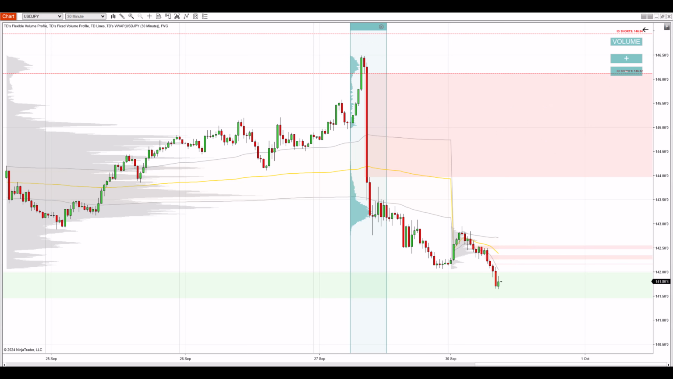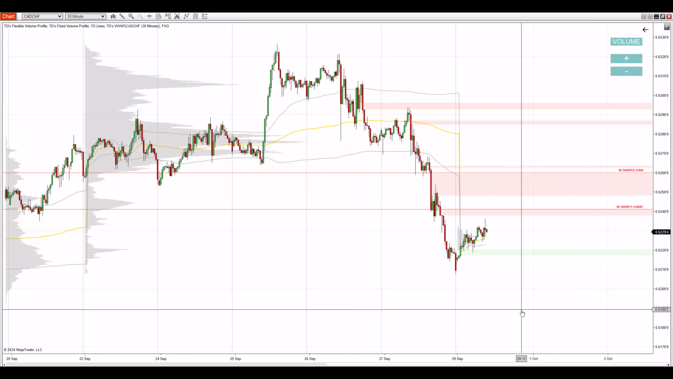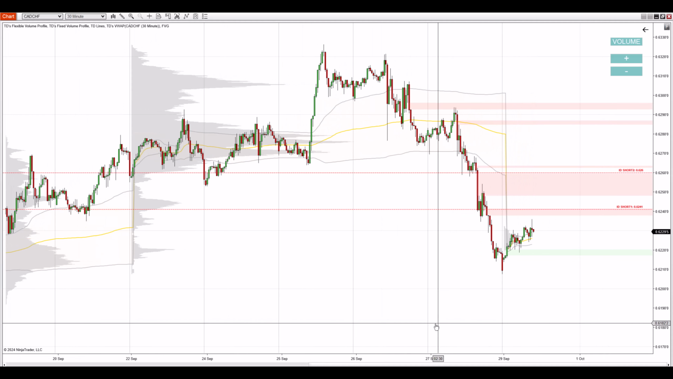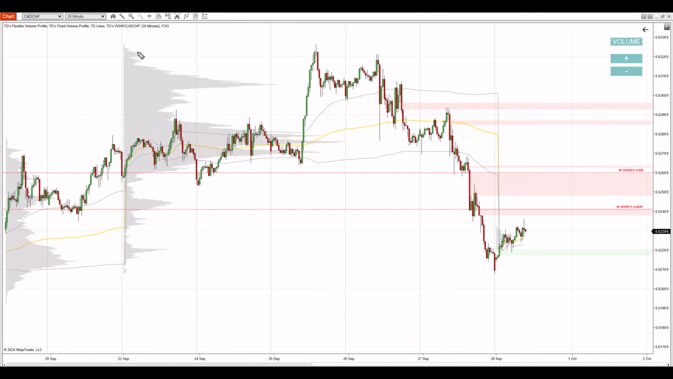Alright, so that's for the US dollar Japanese yen. Let's now go to the next trading idea, and it will be on the Canadian dollar Swiss franc. So this is a 30-minute chart of the Canadian dollar Swiss franc, and in here I have two resistance zones.